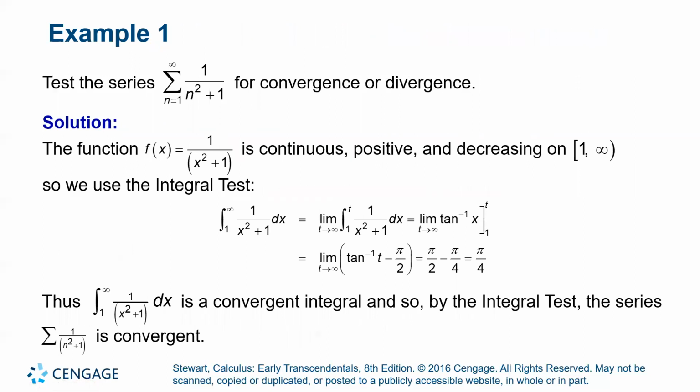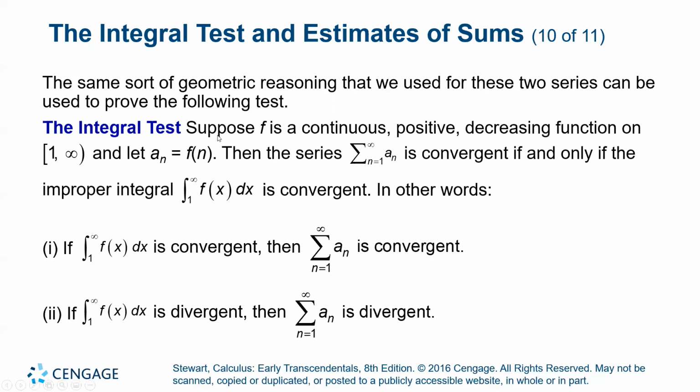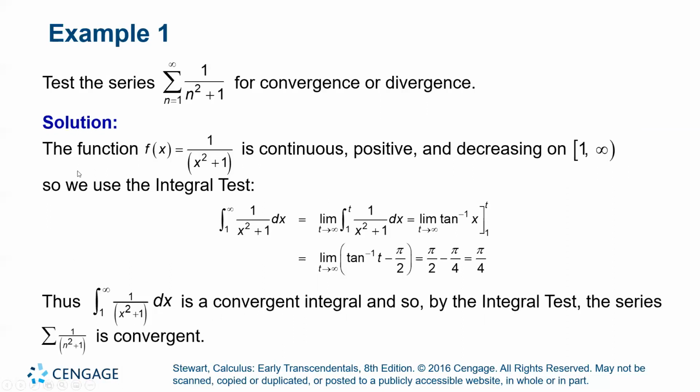So an example. Test the series sum of 1 over n squared plus 1 for convergence or divergence. So of course, we're going to use the integral test that we just learned and evaluate that integral instead. Remember, to use this, your function has to be continuous, positive, and decreasing from 1 to infinity. If you take a look at the graph of 1 over x squared plus 1, you can confirm that from 1 to infinity, that function is continuous, positive, and decreasing. So we can definitely use the integral test.